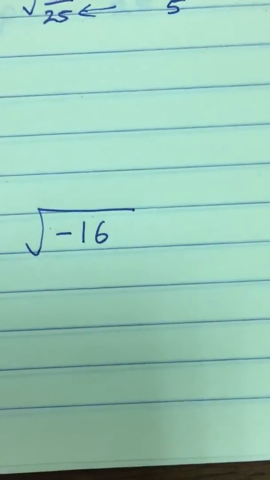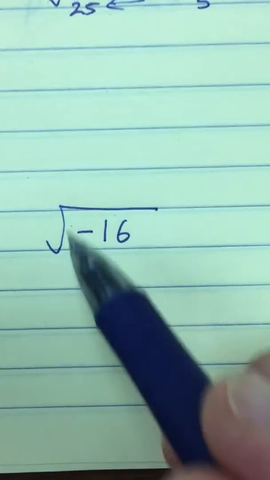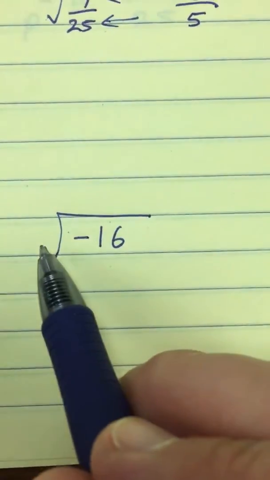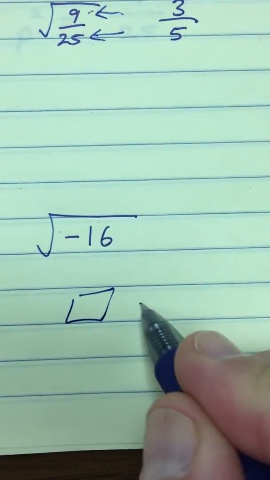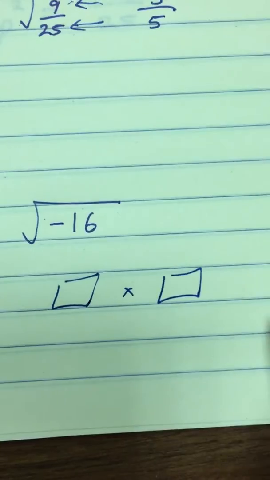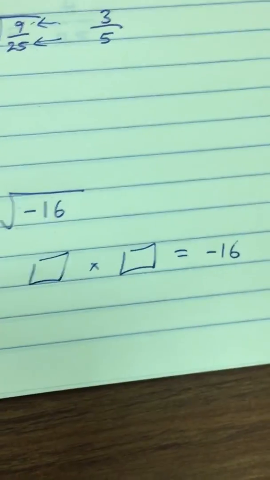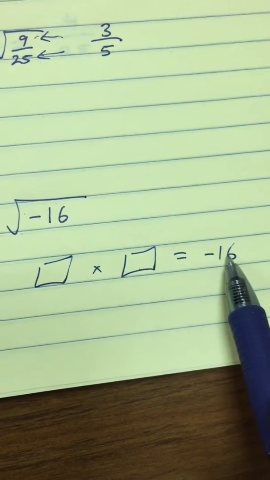And lastly, we get to negative numbers. That's what we do all year, remember? 8th grade, negative year. So we have a negative 16 in our square root. Negatives do not belong inside a square root because we cannot have a number times the same number equals a negative 16. We can try 4s, but 4 times 4 is 16.